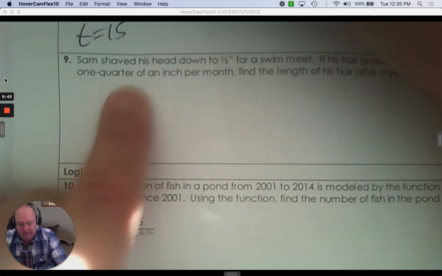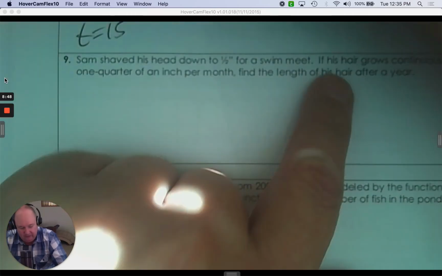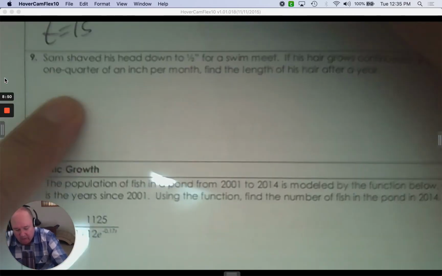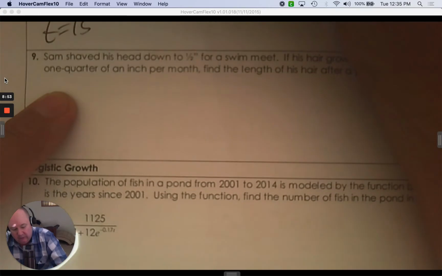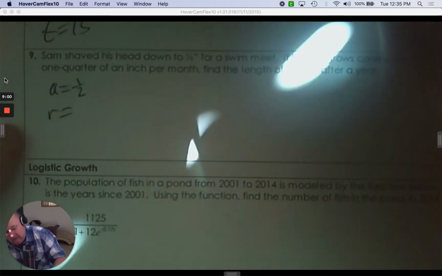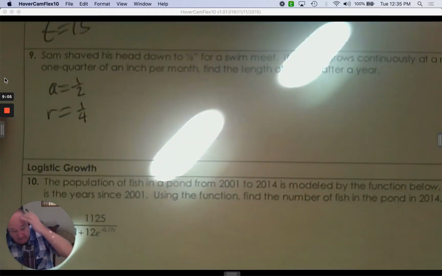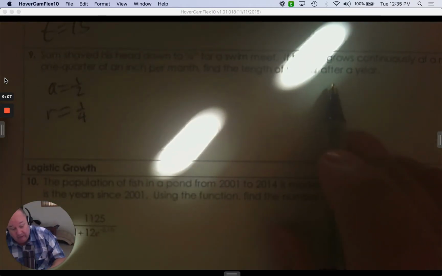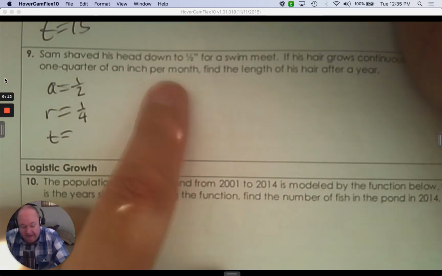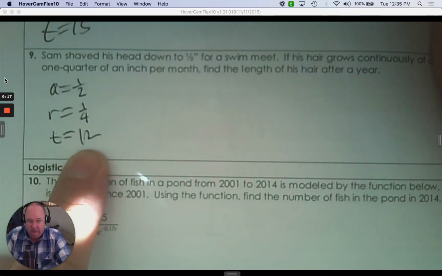Number 9. Sam shaved his head down to ½ an inch for a swim meet. If his hair grows continuously at a rate of 1/4 inch per month. So first of all, he started with ½ an inch. The rate is 1/4 an inch per month. That's how much it grows. Find the length of his hair after a year. So the rate is per month.